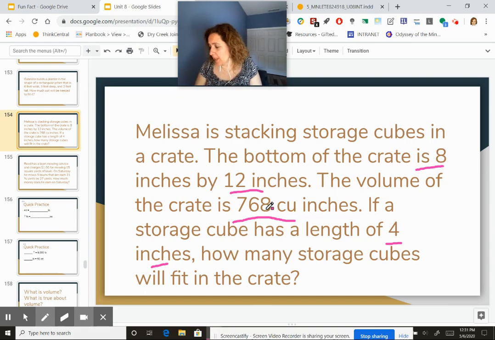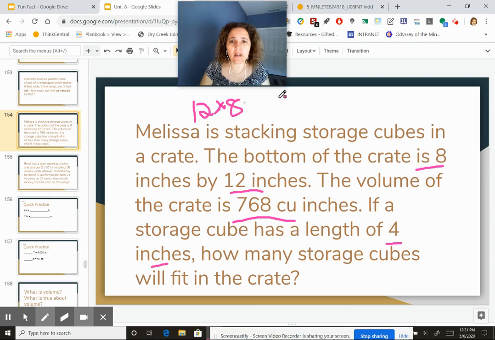So that's the first thing that I did. So I did 12 times 8, and that gave me 96. Okay, that gave me 96. But I know the volume is 768. So 96 times what is going to give me 768? Well, I'm not quite sure, so I'm going to divide. So let's divide that out.